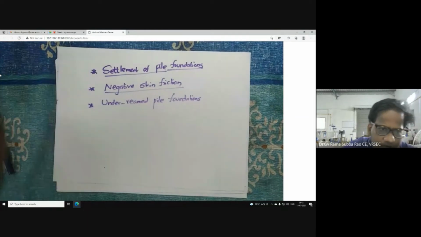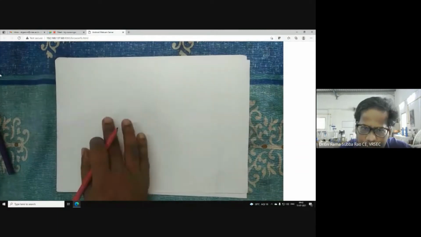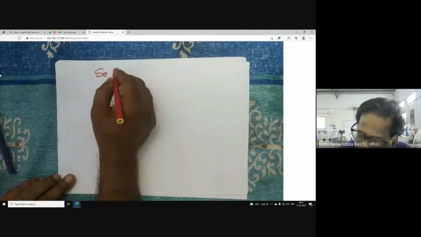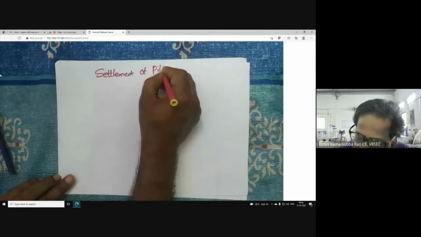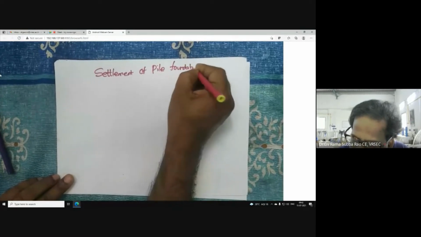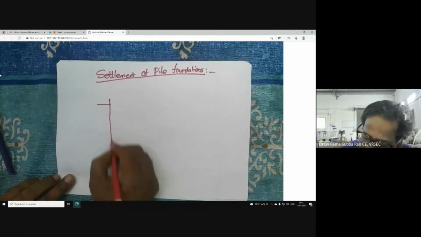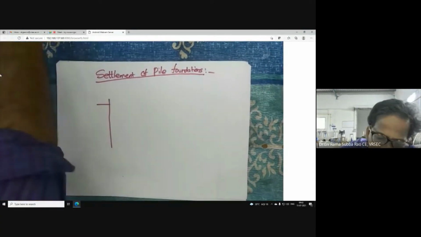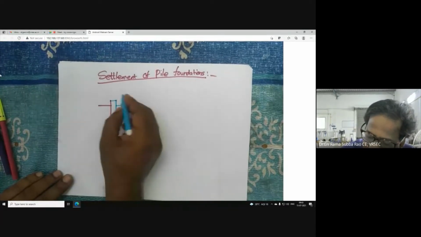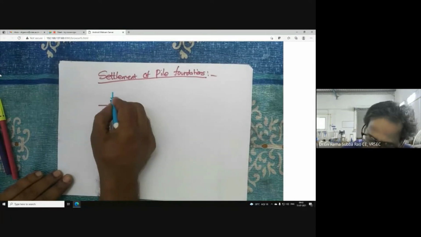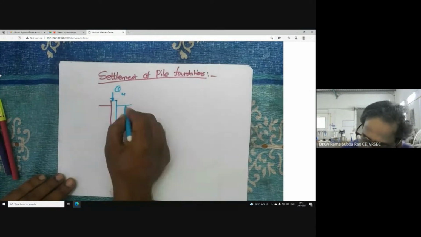So now the first topic is settlement of piles, pile foundations. So let us discuss settlement now. Here I have a pile, a monopile, a single pile. This time we are not calculating load carrying capacity because that was done already. So this is the length of the pile.